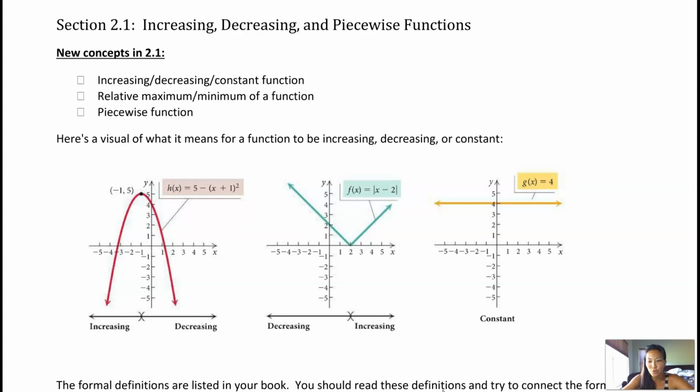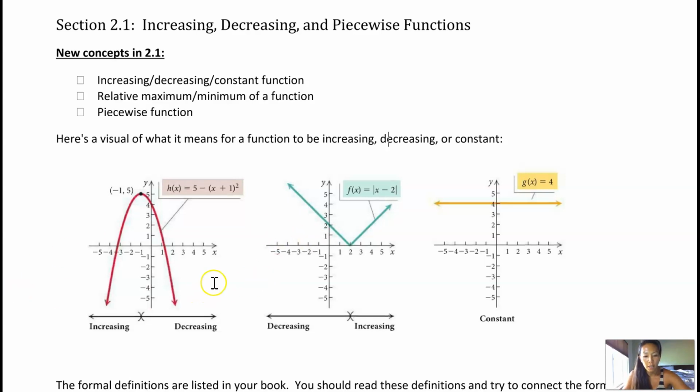I just wanted to try to test this out, and we're going to do a little bit of practice today on sections 2.1 and 2.2. The concepts in 2.1 are increasing, decreasing, and constant in functions, and where there's a relative max or a minimum of a function. We're also going to be looking at some piecewise functions today.